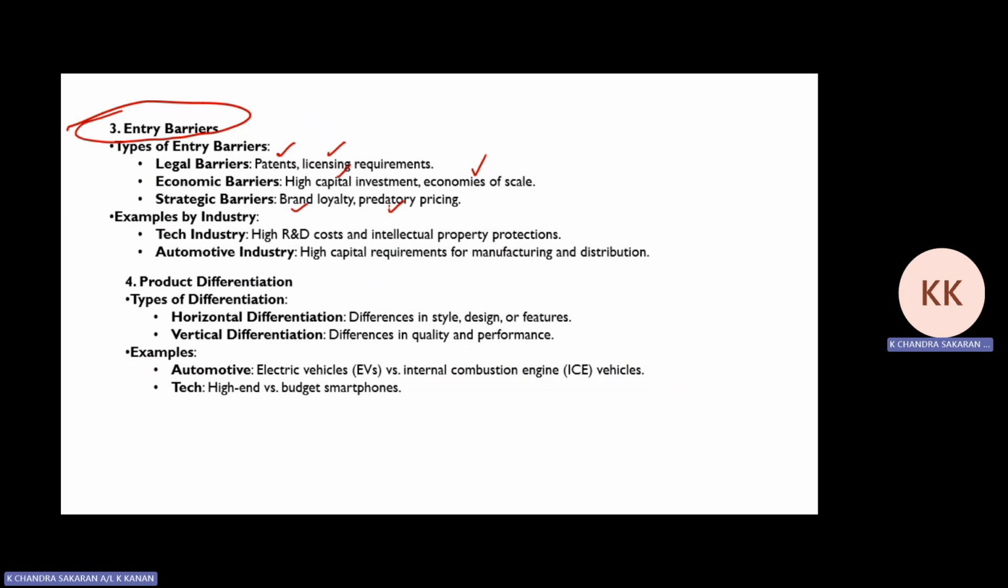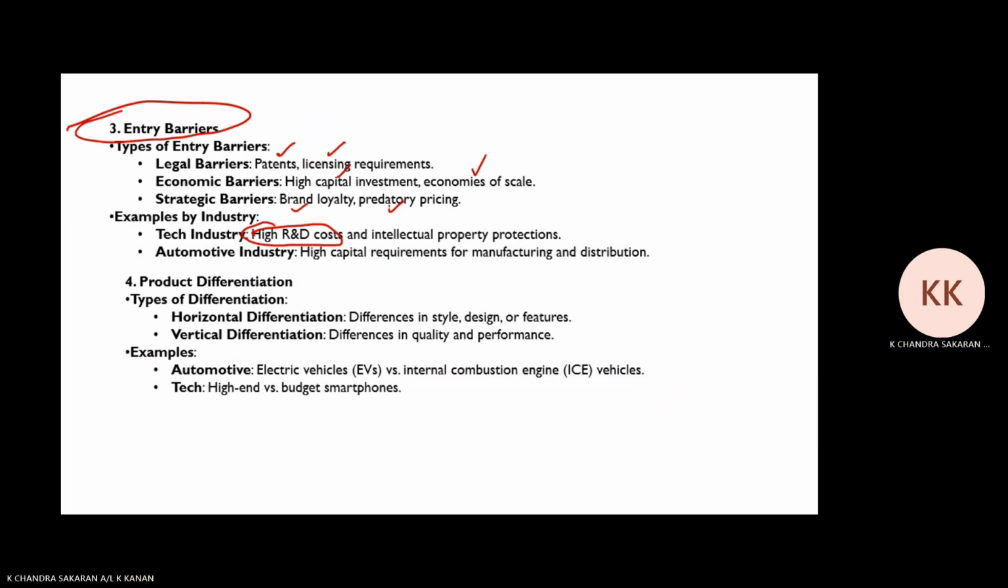You don't go and say, hey, this company does this. Sometimes illegally they do this. Example, an industry like the tech industry, what are the entry barriers? High R&D costs. You want to go into the technology industry, you must have a lot of money to do research and development. If you don't have a budget for research and development, forget about this particular industry because you cannot survive. All this IT industry, they spend a lot of money doing research.